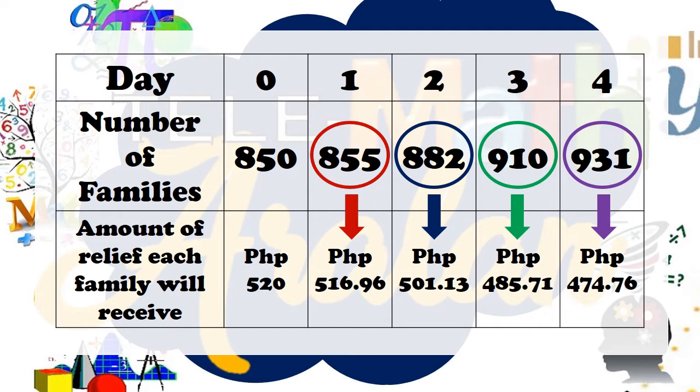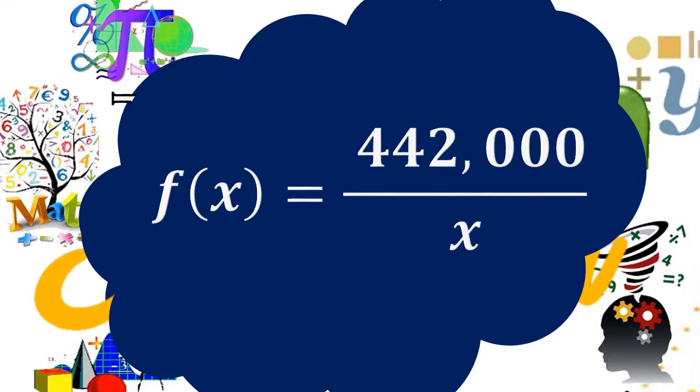In writing a representation, we will arrive at f of x is equal to 442,000 over x, where x represents the number of families.